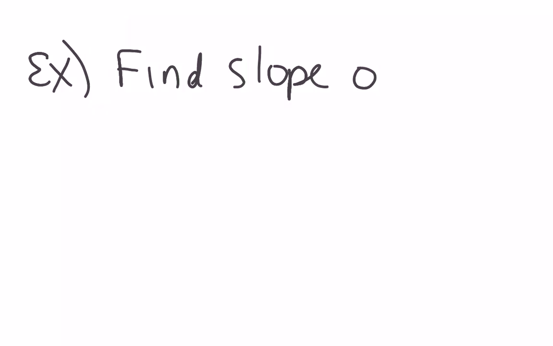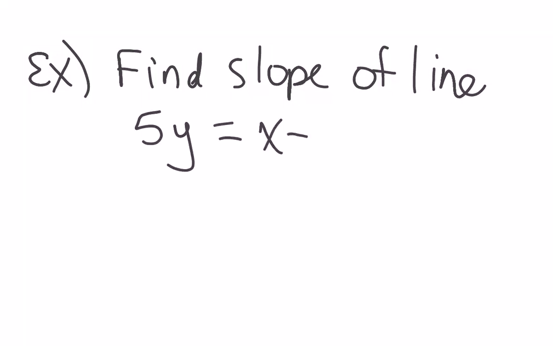First example, find the slope of the line, and the line is 5y equals x minus 3. The best way that we can find the slope is to put it in slope-intercept form. So slope-intercept form is y equals mx plus b, and basically we want to get it into y equals format.